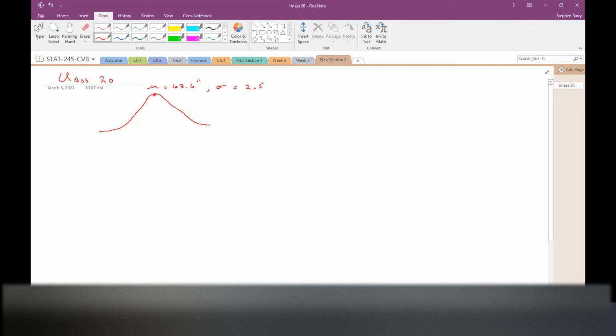So 58 would be somewhere over here. We don't know exactly where. It looks like it's going to be a little bit further down maybe, but again, it doesn't matter. This is just a sketch; let's say one standard deviation is 2.5, so let's say it's somewhere around here. 80 is going to be way up here.